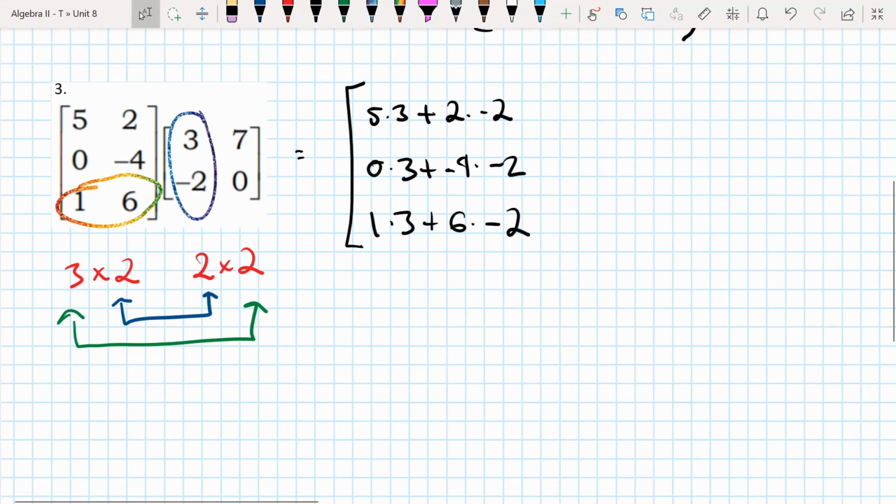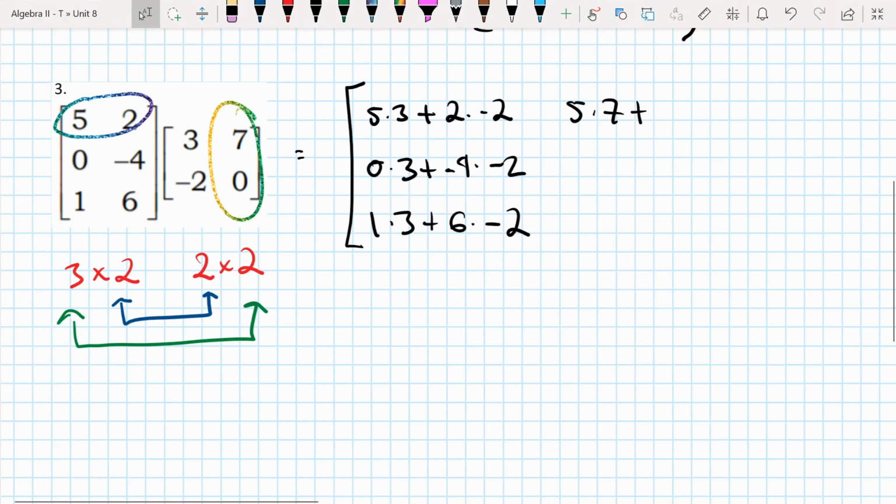Okay, now we're going to do the same exact thing we did before, except instead of using the first column of the second matrix, we're using the second column. Okay, first row, second column: 5 times 7 plus 2 times 0.